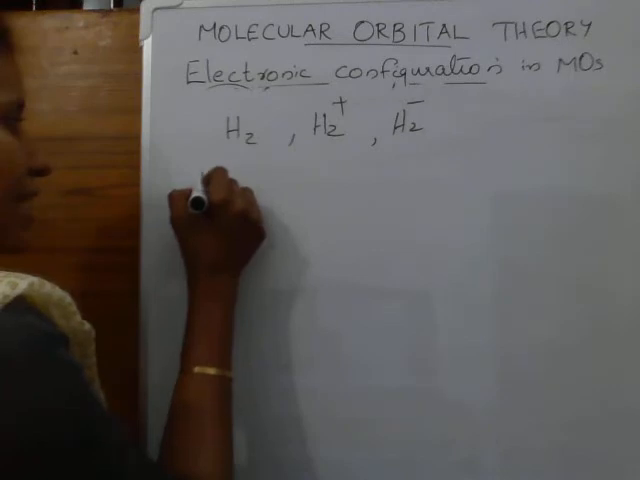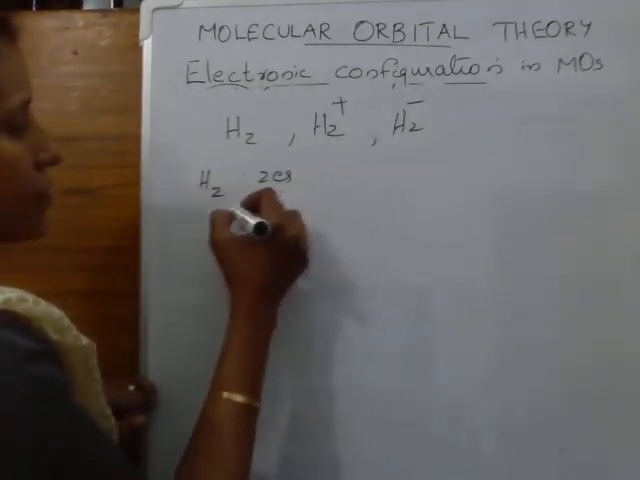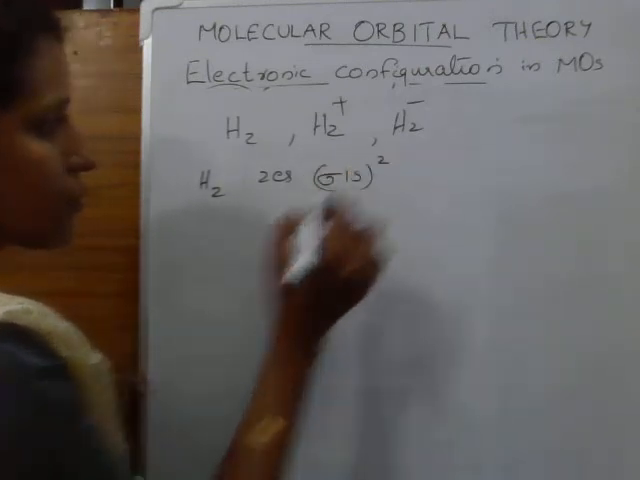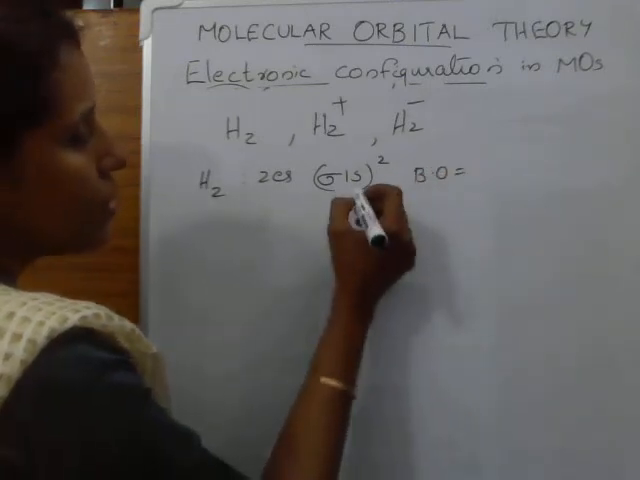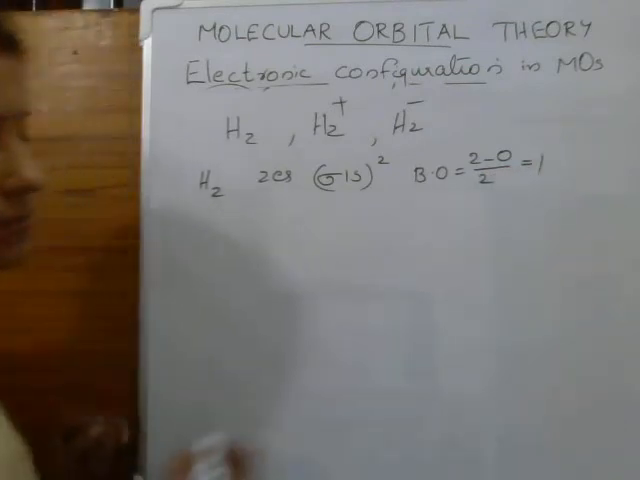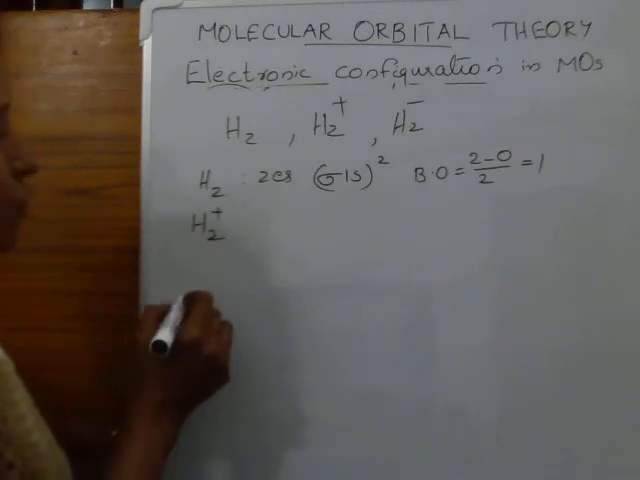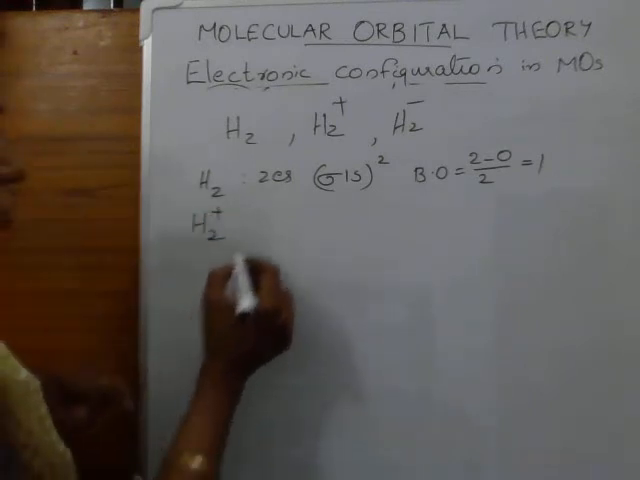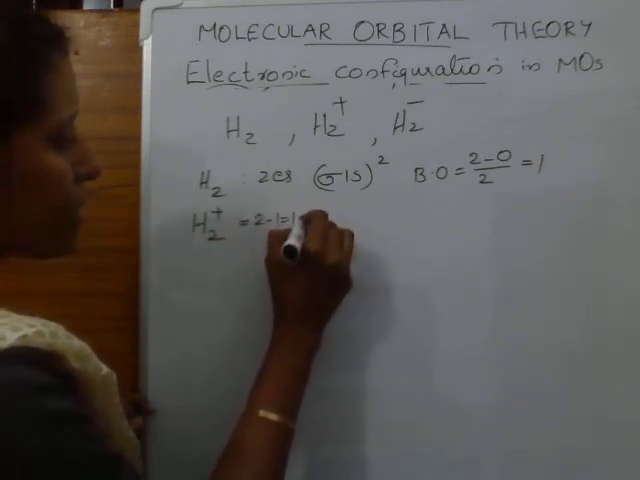You can write the electronic configuration. H2 molecule, how many electrons? 2 electrons. The electronic configuration will be sigma 1s2. Bond order will be equal to bonding electrons 2 minus antibonding electrons 0, by 2, equal to 1. Now let us take H2 plus. H2 plus means 1 positive charge, 1 electron less than H2. That means it contains 2 minus 1, 1 electron.